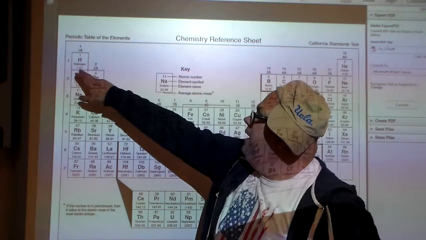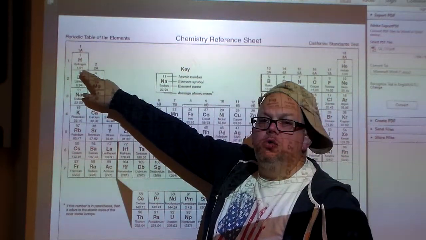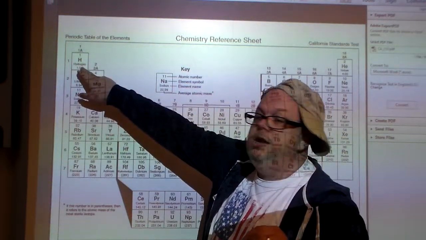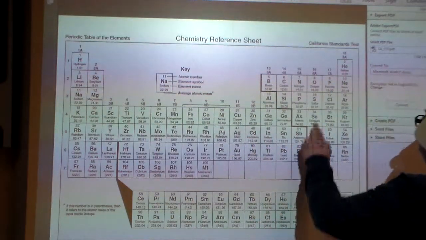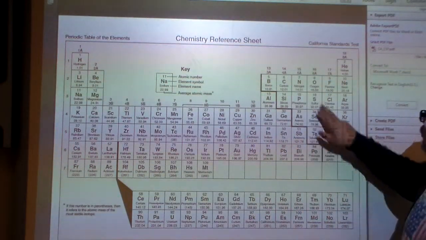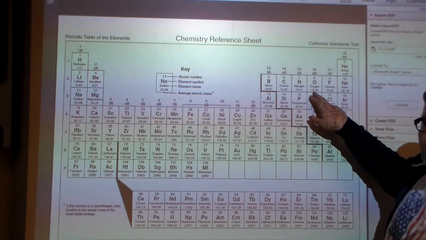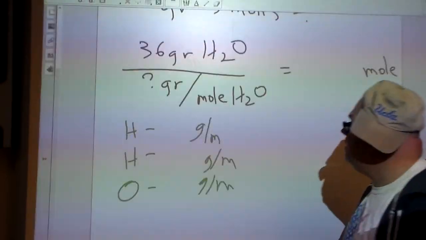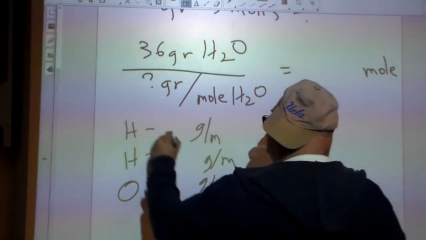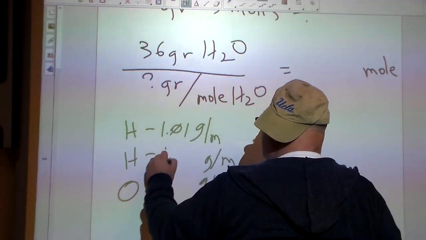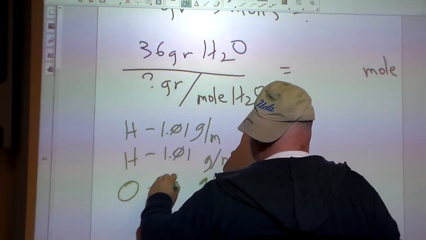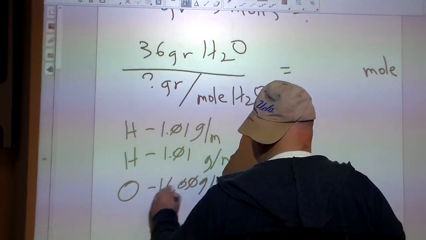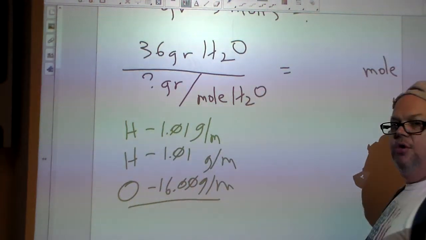Okay, so I know that hydrogen is 1.01 grams. We've got it here in the periodic table. Now let's take a look at oxygen. If we look at oxygen here, you've got 16 grams. Okay, so now let's go back. So I know hydrogen is 1.01 and oxygen is 16.00. So we can add those up.